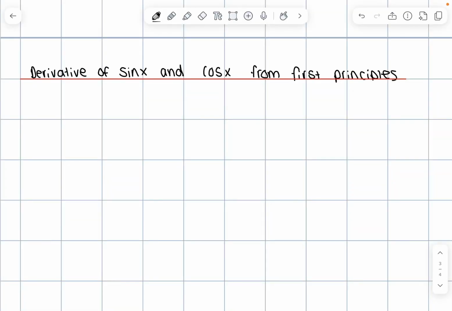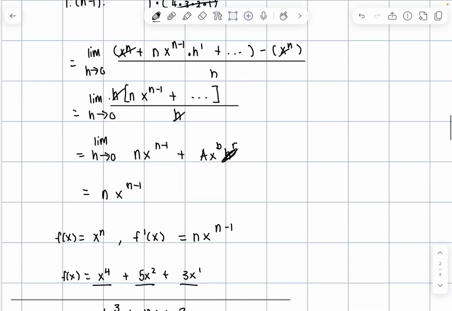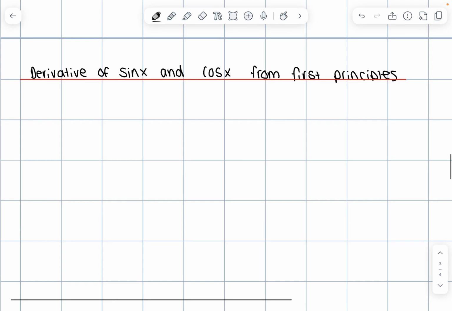Hello everyone. So in my previous video I showed the proof of the power rule using first principles. And in this video I will be showing the derivatives of sine of x and cosine of x using first principles.